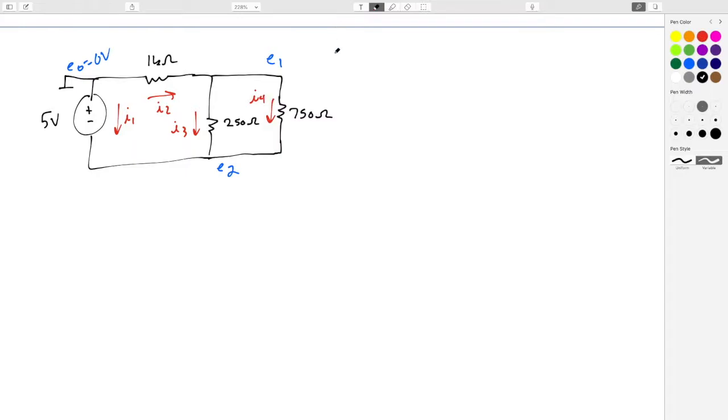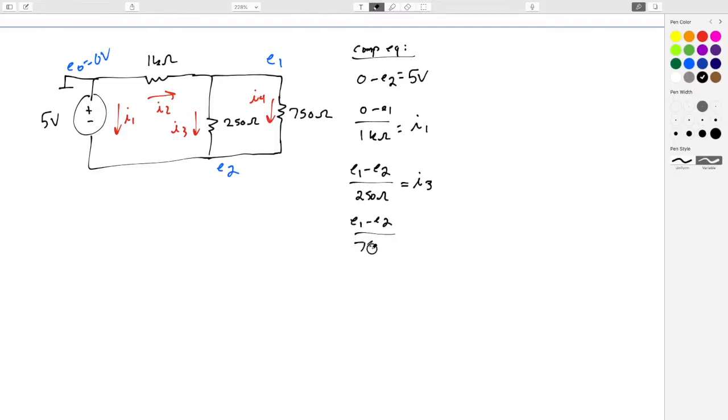And we know the drill here, so let's do the component equations. That's going to be 0 minus E2 equals 5 volts. Excellent. The 1 kilo ohm is going to be 0 minus E1 over 1 kilo ohm equals I1. This one's going to be E1 minus E2 over 250 ohms equals I3. Then E1 minus E2 over 750 ohms equals I4.